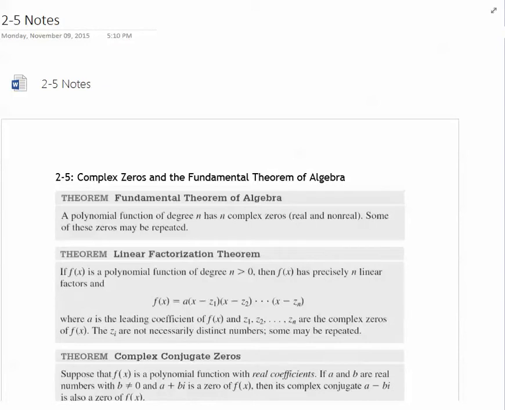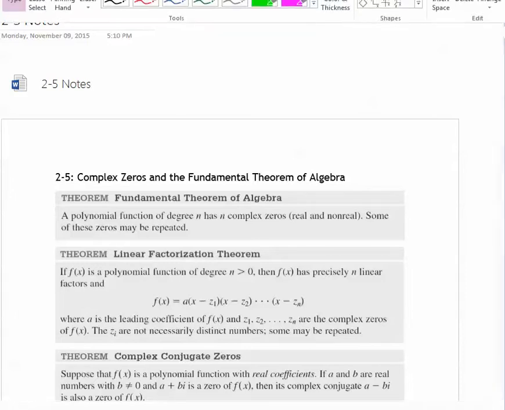Welcome to a video on section 2.5 for pre-calculus, and we're looking at complex zeros and the fundamental theorem of algebra.